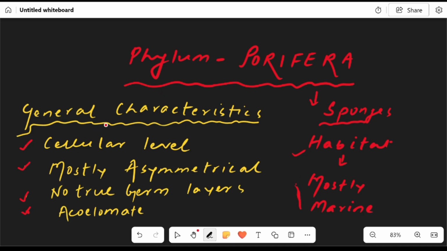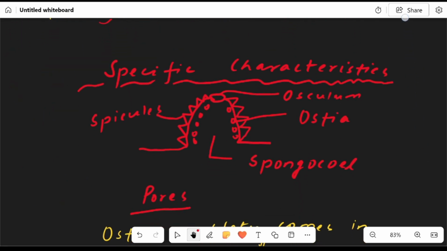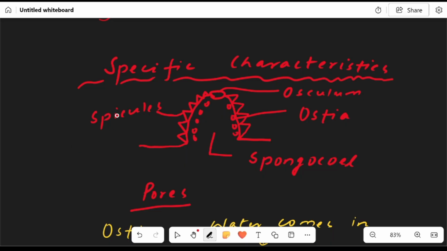So what are the general characteristics? Cellular level, asymmetrical, no true germ layers, no coelom, and they are mostly marine. Now let us move forward. So what are the special characteristics of Porifera?